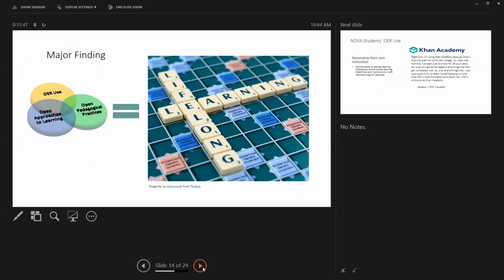And that basically leads me to my major finding, and it really isn't anything new or groundbreaking, but basically it's that the use of OER can lead students down open pedagogical practices. It's a motivating thing, and it leads to deep approaches to learning. And what that leads to is an attitude of lifelong learning. That's my major finding.